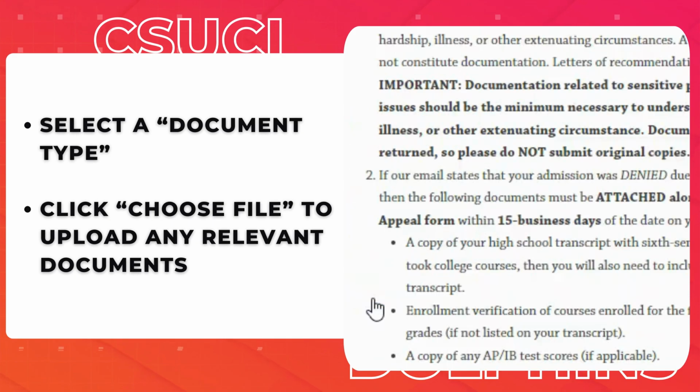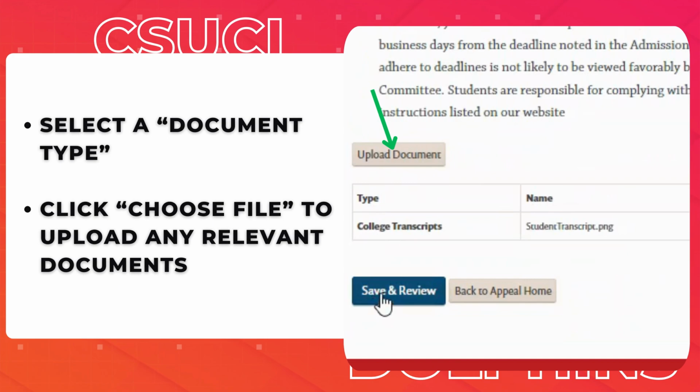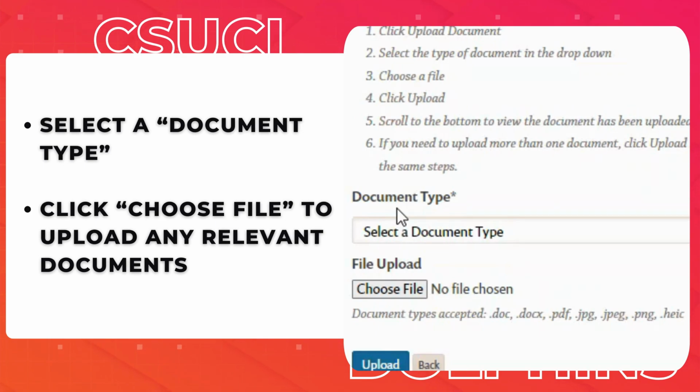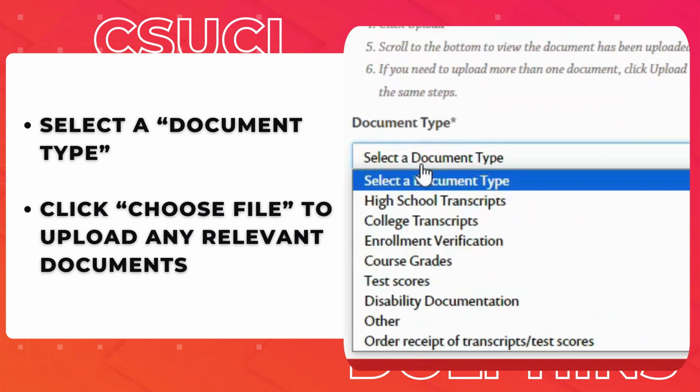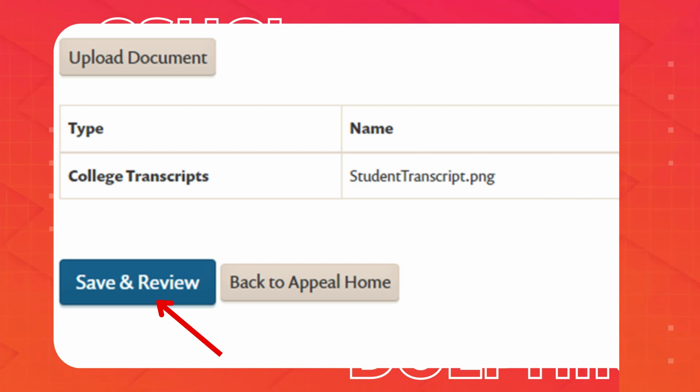Applicants may upload multiple documents to support their appeal application. If you are requesting official transcripts to be sent to us, please upload the receipt. Once received, we will use it to review your appeal. After you have finished uploading all documentation, click Save and Review.